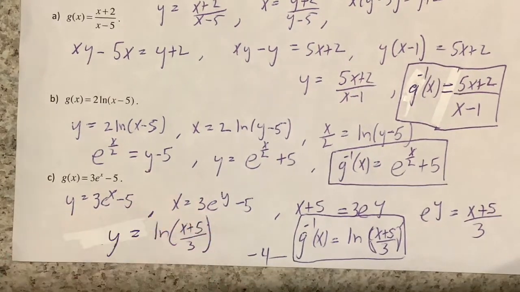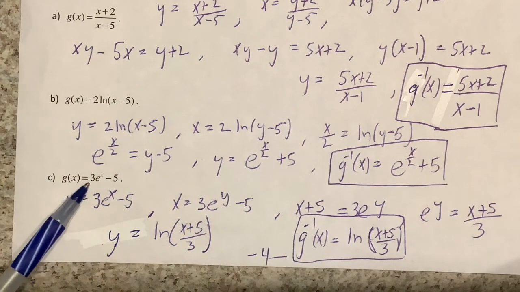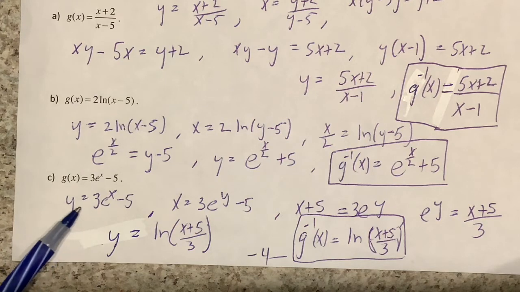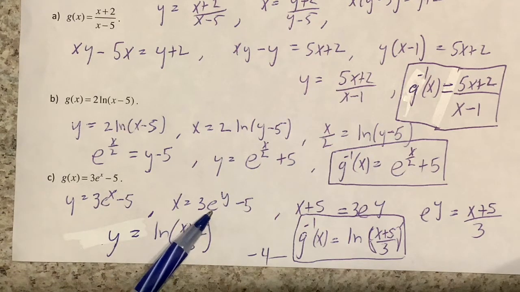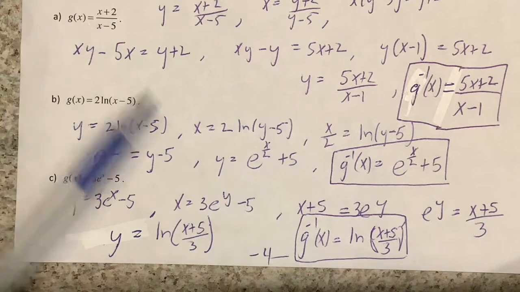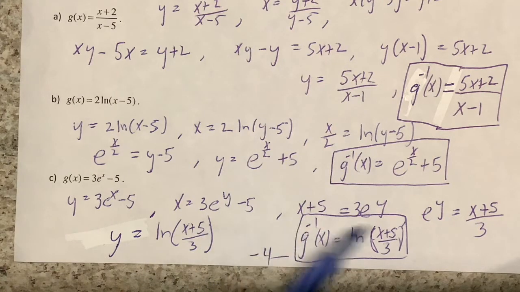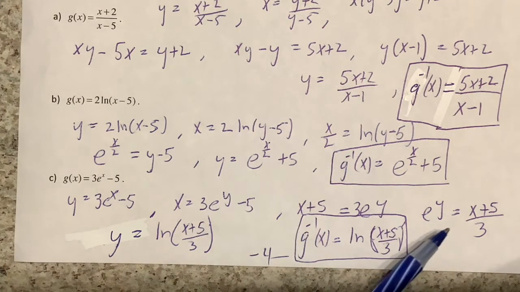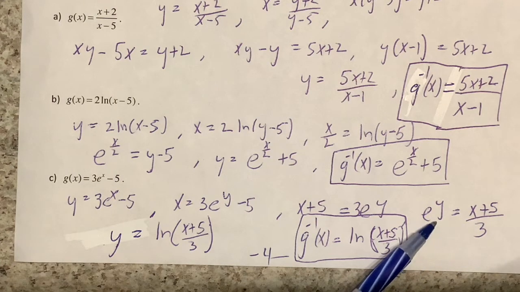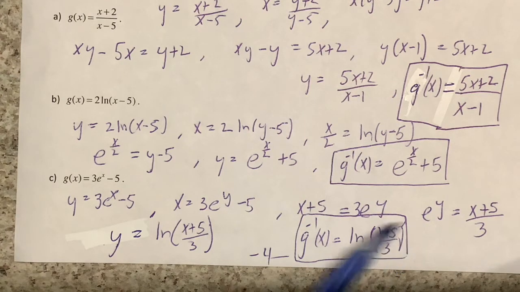Last one, the way you find the inverse function, you call this y, you switch x and y, and you solve for y, just like we did up here. So you add 5, divide by 3, and the last step is you could either take the natural log of both sides, or just use the definition of logarithm. They both do the same thing. So y equals the natural log of x plus 5 over 3, and that's your inverse function.